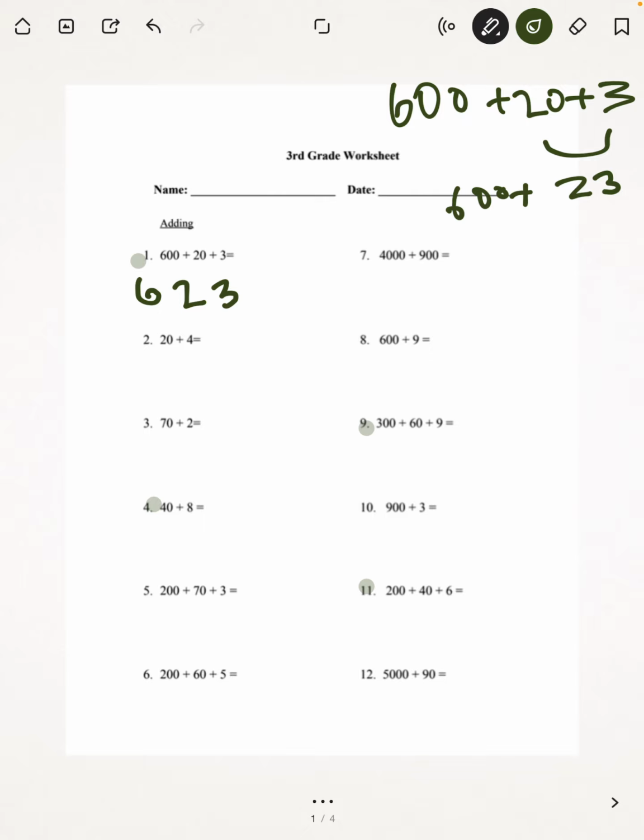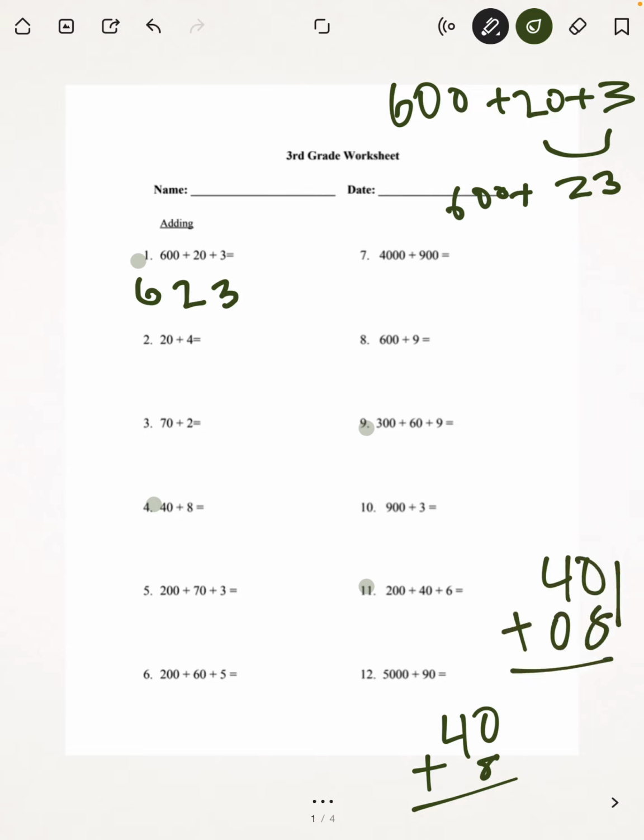40 plus 8. Basically, what you're doing is 40 plus 8. So basically it is 40 plus 0, 8. Just bring down the 8. This equals 48. So this one is 48.